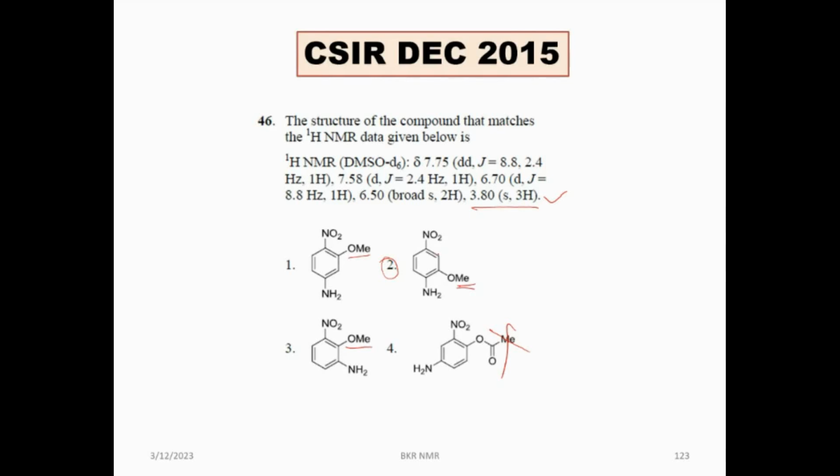So you're saying this one. Yes, ma'am, because it is that they have given. So it will couple with only one hydrogen that is nearer to NO2. And the other two are double doublet, ma'am. Okay, what is the doublet of doublet, all that stuff? What is this DD, doublet of doublet?